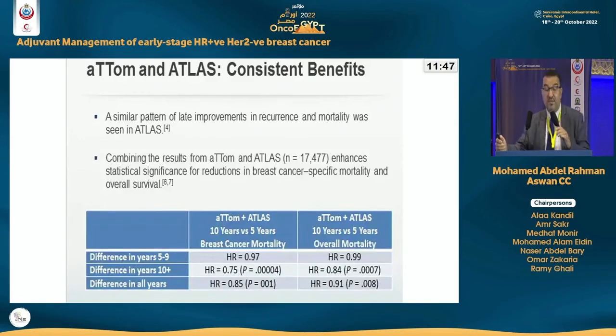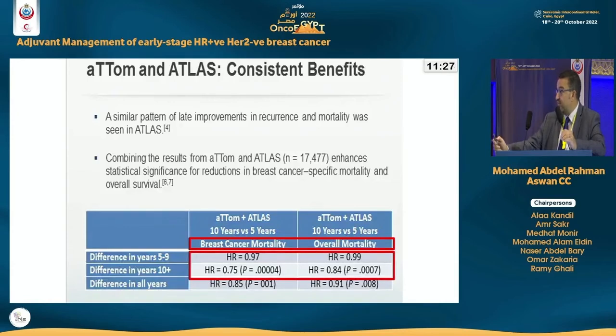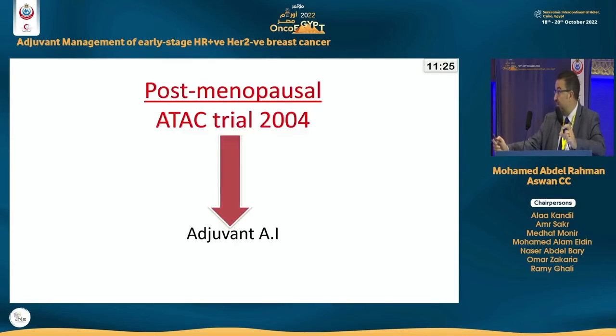Coming to the second question, which is the proper duration of tamoxifen, 5 years or 10 years, we have the ATOM and the ATLAS studies, which showed improvement in the breast cancer mortality and overall mortality with continuation of tamoxifen for 10 years rather than 5 years. And the benefit came mainly after 10 years, which indicates a carryover phenomenon.